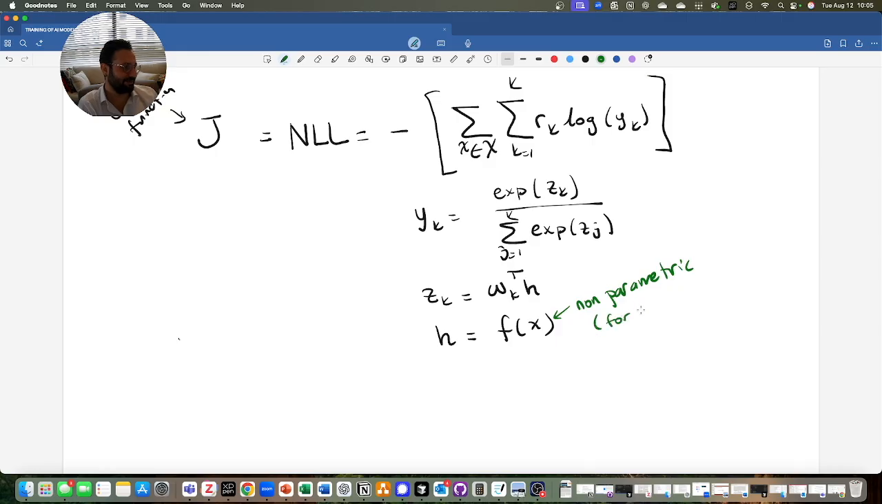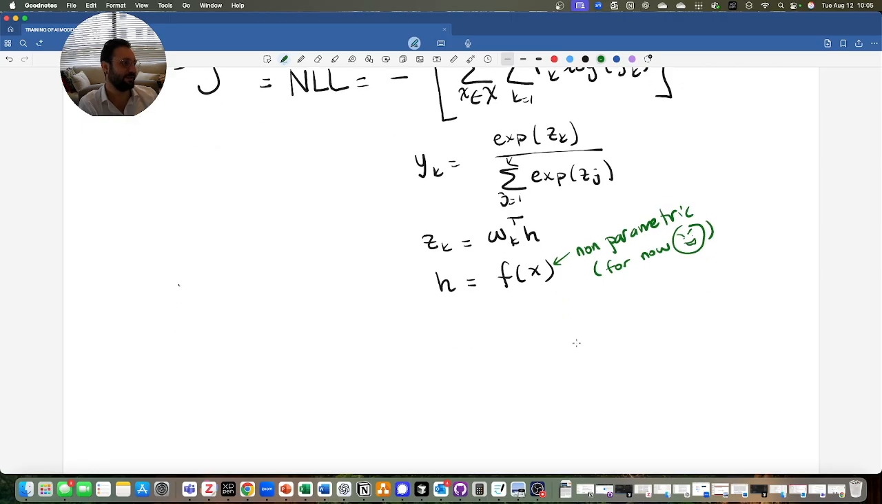And let me say for now, if I can draw an evil face here. Okay, so that's non-parametric for now. What does non-parametric mean? We are not learning anything about it. It is what it is. It was engineered, and we trust our engineers. We're gonna leave it. This is not going to be learned from the data, but very soon we will open up for it to be learned from the data.